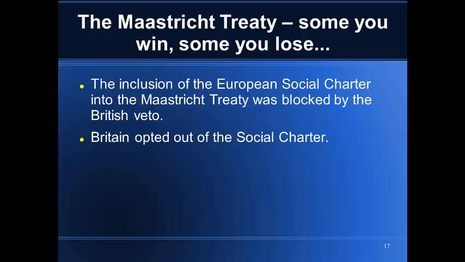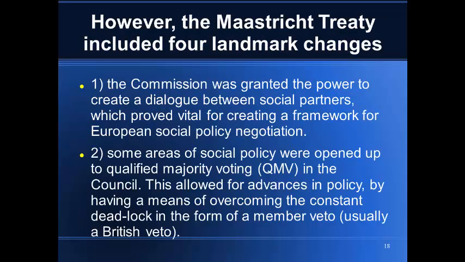The Maastricht Treaty included the European Social Charter in its original instance, but this was blocked by the British veto. Britain opted out of the Social Charter. However, the Maastricht Treaty included 4 landmark changes.